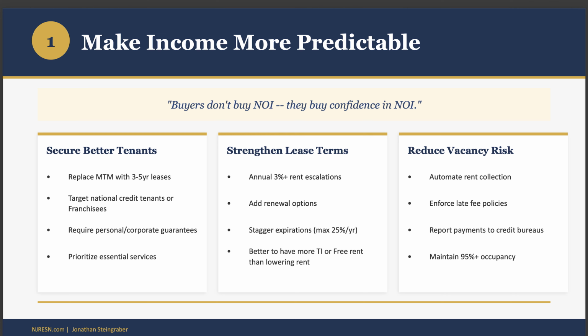Prioritize essential services. And when I mean essential services, I mean things that are essential no matter what happens. Like COVID, there were a lot of stores still open, yes or no? Strengthen lease terms, with annual 3% rent escalations already built in. Okay, I'll give you an example. Let me give you this example. I'd rather give you 6 months free rent, or even 1 year free rent.